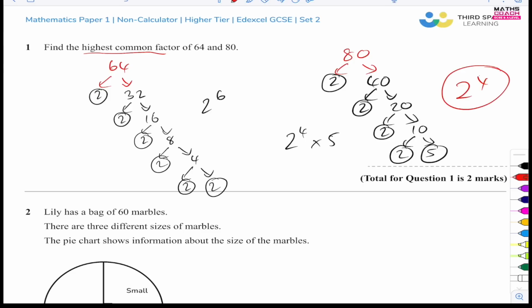And what is 2 to the power of 4? 2 to the power of 4 is 16. That's 2 times 2 times 2 times 2. And that gives us 16. So the highest common factor is 16. Let's move on to the next one.